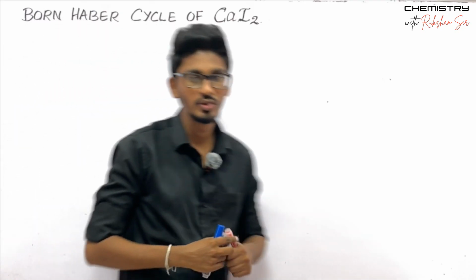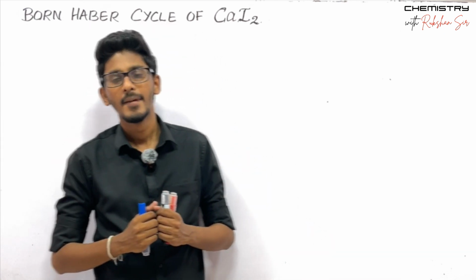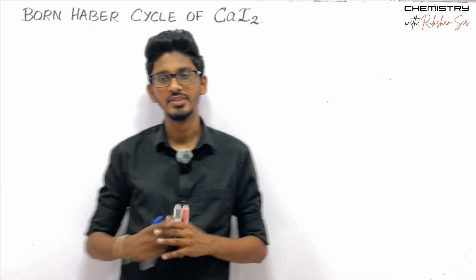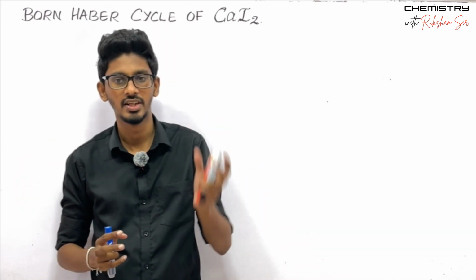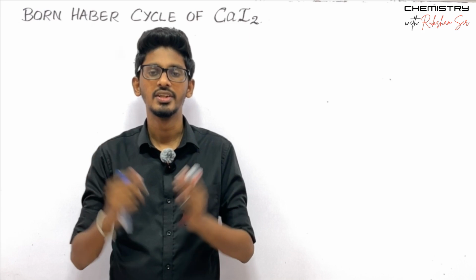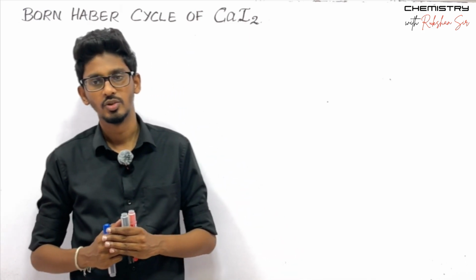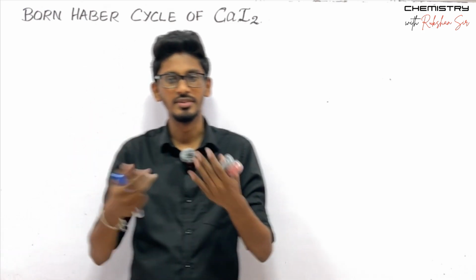So start drawing the Born-Haber cycle always with the reference forms of the system. The system is all about calcium iodide, CaI2. You are with one calcium atom and two iodine atoms in your whole system, right? So start with the reference forms of the system. So calcium, its reference form is calcium solid. All the metals appear as solids, right?